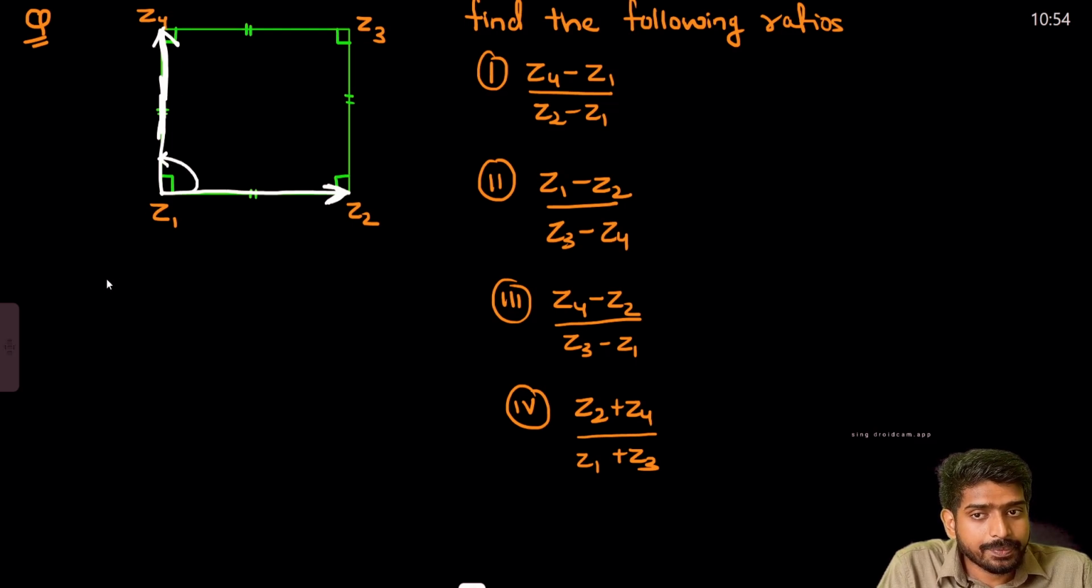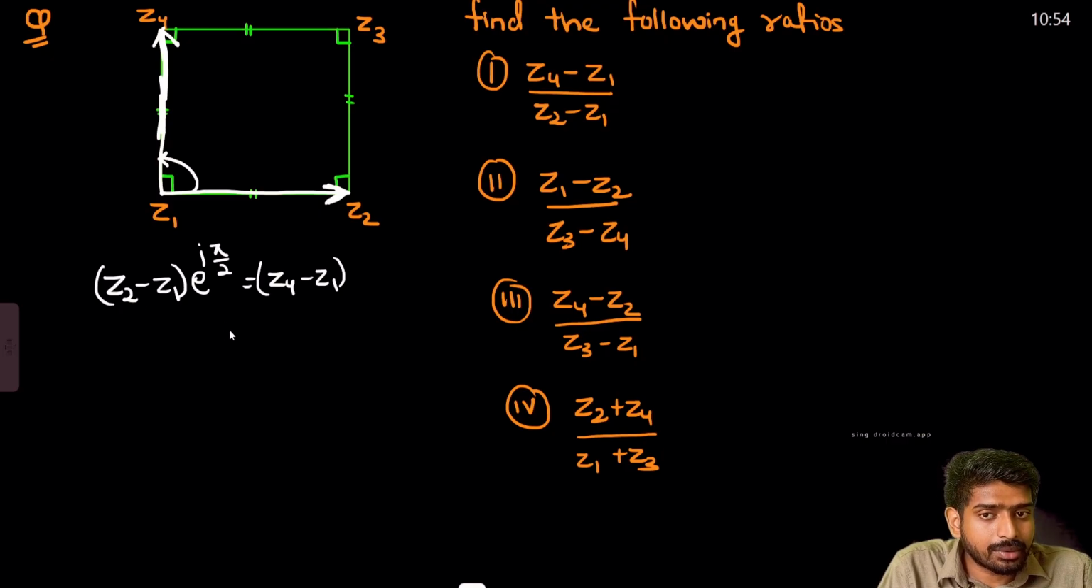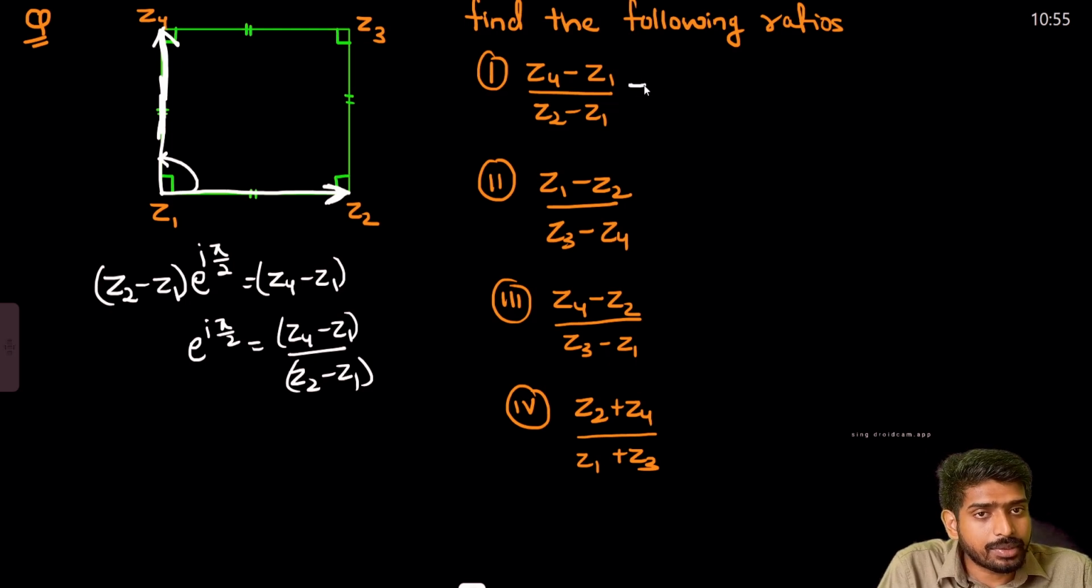So I can write here Z2 minus Z1 rotated by 90 degrees, which means I multiply with e to the power iota pi by 2. So we will get Z4 minus Z1. Got it? Now Z2 minus Z1 I can send down. So here I will get e to the power iota pi by 2 is Z4 minus Z1 upon Z2 minus Z1. This is my required ratio. So here the required ratio will be e to the power iota pi by 2.